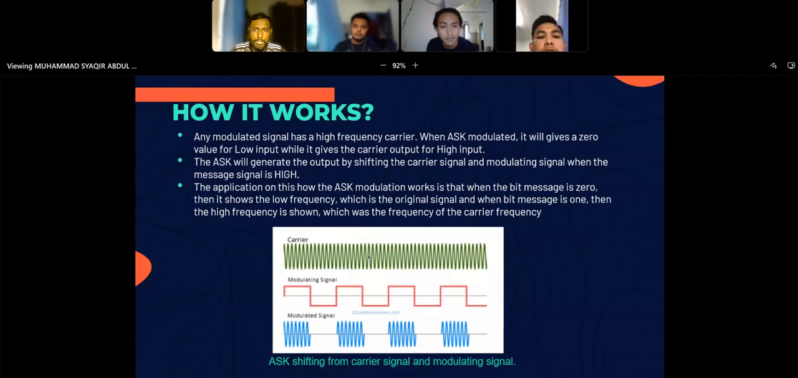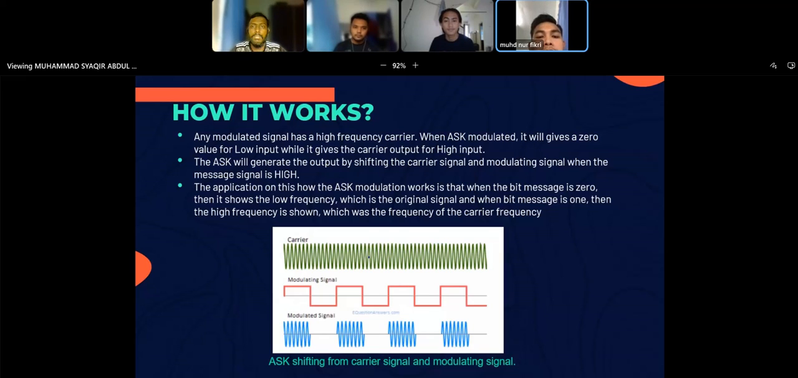Next, how amplitude shift keying works. First, any modulated signal has a high frequency carrier. When amplitude shift keying modulates, it will give a zero value for low input, while it gives the carrier output for high input. Second, the amplitude shift keying will generate the output by shifting the carrier signal and modulating signal when the message signal is high.